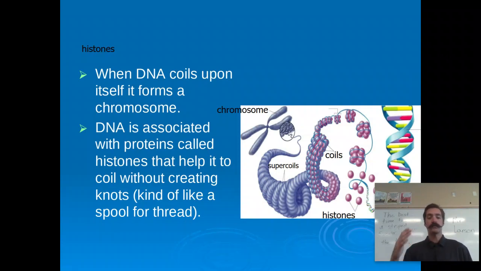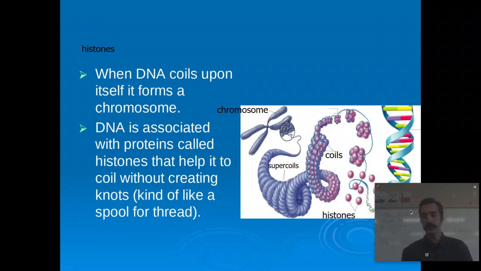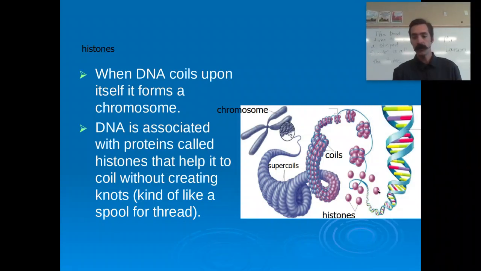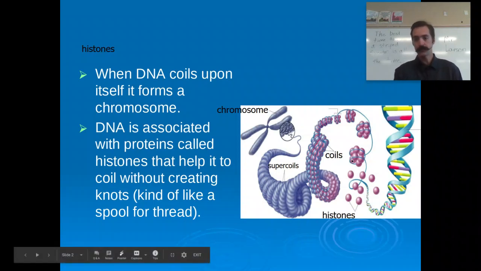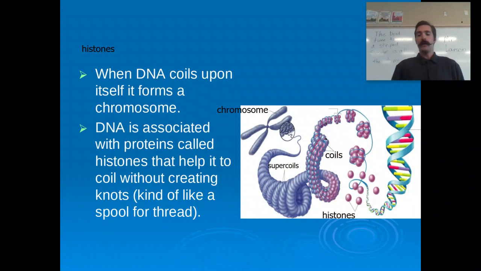So DNA is wrapped around certain proteins called histones. Here you can see in this image below. So you have all these histones that the DNA wraps around, and it wraps around more histones, and more histones. And then once it's wrapped around a bunch of histones, those histones wrap together to create coils. All those coils create what are called supercoils, and all those supercoils are wrapped around again to create this chromosome.